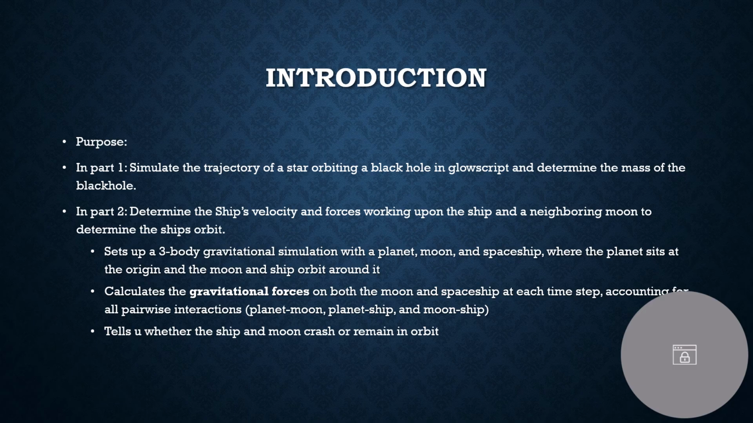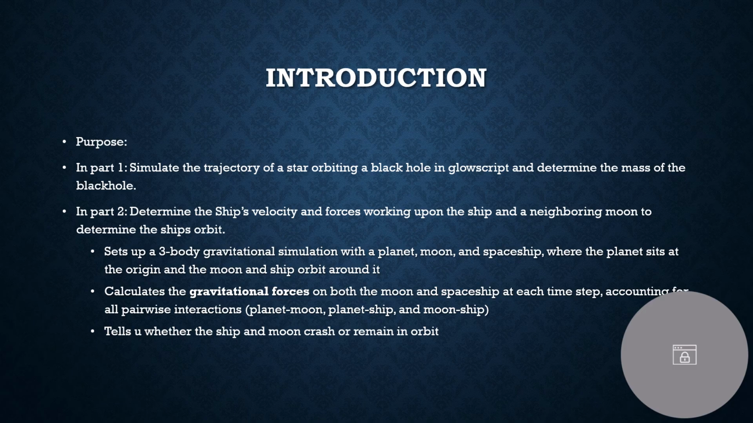This lab has two parts, and the purpose of part 1 is to simulate the trajectory of a star orbiting a black hole in GlowScript and determine the mass of the black hole. And part 2 is to determine the ship's velocity and the forces working upon the ship and the neighboring moon to determine the ship's orbit.